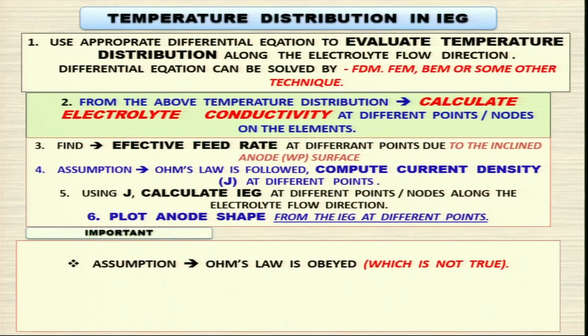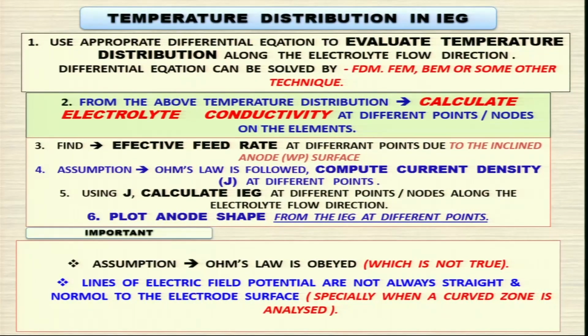Important assumption: Ohm's law is obeyed, which is not true in real sense. Lines of electric field potential are not always straight and normal to the electrode surface. This is the assumption made while following Ohm's law, but especially when a curved surface or curved zone is analyzed, this is not true at all. So, that is the reason that our assumptions are not very accurate or not realistic. That is why you get a difference in the simulated anode profile and the experimentally obtained anode profile.